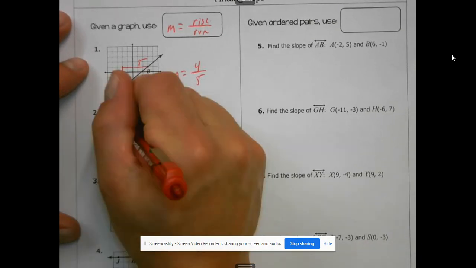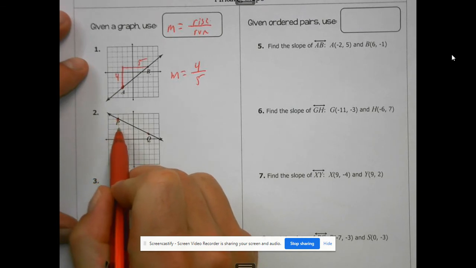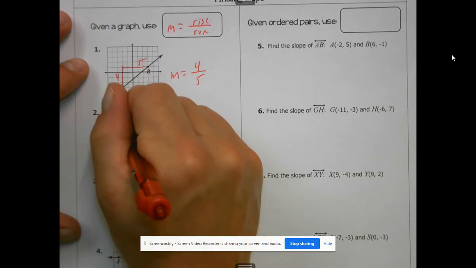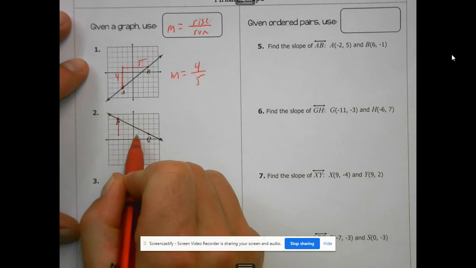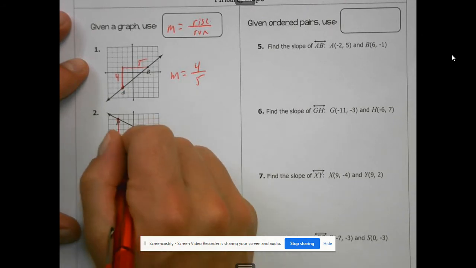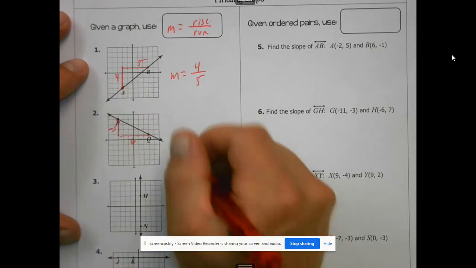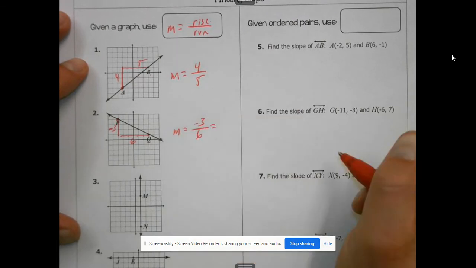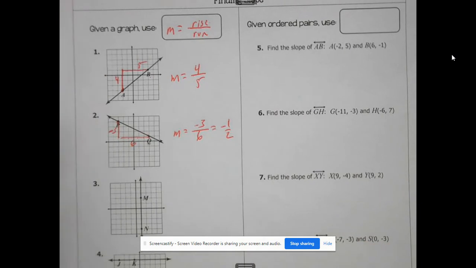Number 2, I'll start at P. I have to get to Q. I have to go down 1, 2, 3. And then over 1, 2, 3, 4, 5, 6. Down 3 over 6. Slope was down 3 over 6, and I can reduce that to negative 1/2. So slope is negative 1 over 2.